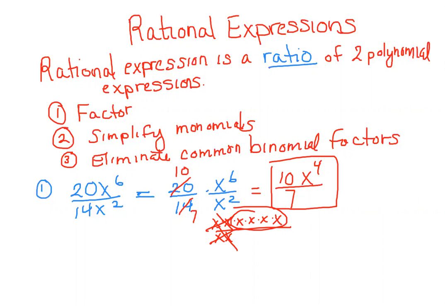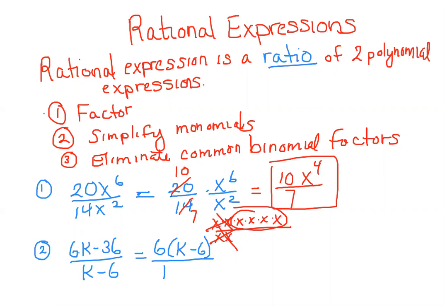So let's look at number two. We're not solving for anything. There's no equal to sign in our equations yet. 6k minus 36 over k minus 6. So let's do step number one, factor. What can we factor in the numerator? We're going to take out a greatest common factor, which is 6, and then we're left with k minus 6. And on the bottom, there's nothing we can factor, k minus 6.